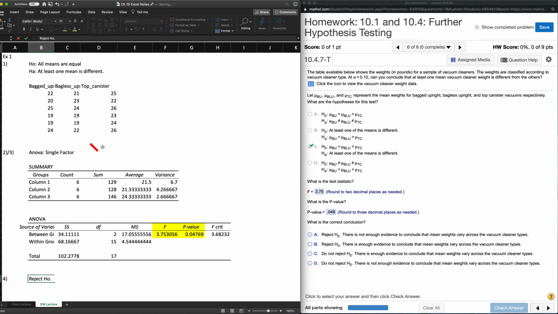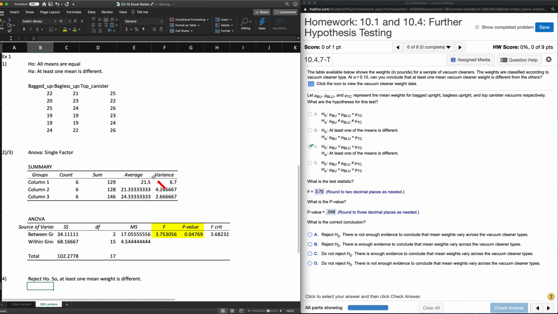So we are assuming now that at least one mean, which right now is a weight of the vacuums, is different. And it doesn't tell us if they are all different, and it doesn't tell us which one is different. With a kind of quick look at it, it does look like the third group of the top canister vacuums is larger, but unfortunately we cannot get that information purely from an ANOVA.